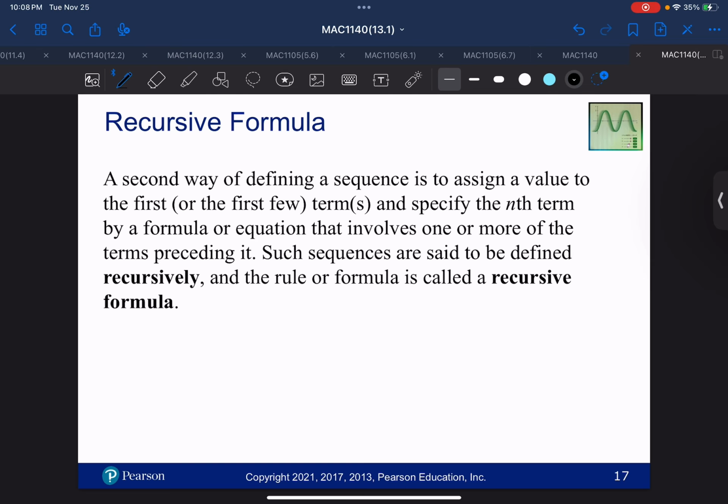Okay. So a second way of defining a sequence is to assign a value to the first or the first few terms and specify the nth term by a formula or equation that involves one or more of the terms preceding it. So these sequences are said to be defined recursively, and the rule or the formula is called a recursive formula.